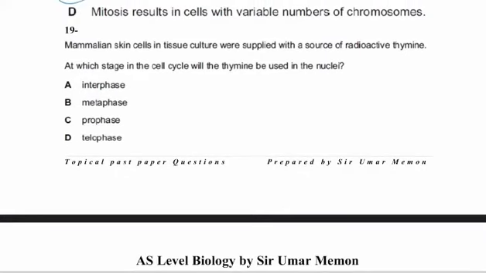Let's move towards the MCQ 19. Mammalian skin cells in tissue culture were supplied with a source of radioactive thymine. At which stage in the cell cycle will the thymine be used in the nuclei? So thymine is required during DNA replication, and DNA replication occurs in interphase. So thymine will be used in the nuclei in the interphase.